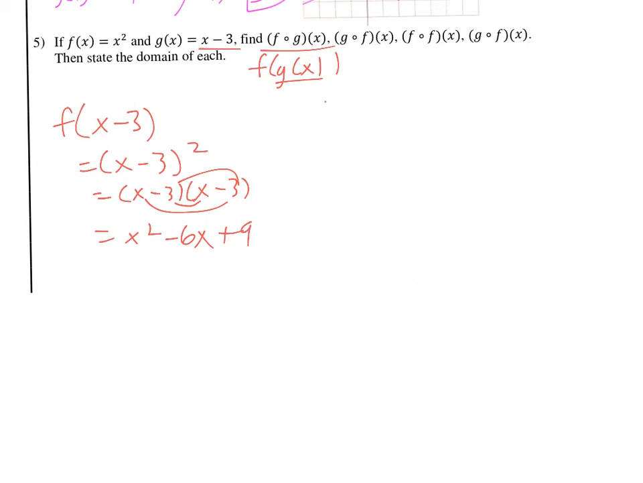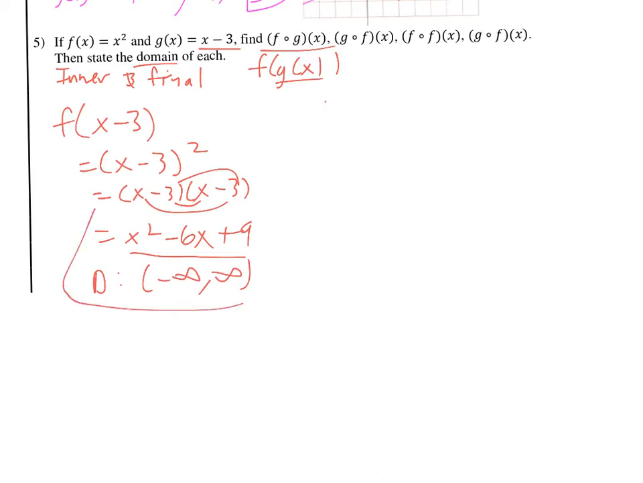Now for the domain on these ones, you have to consider the domain restrictions of the inner function and final answer, but not the outer function, okay? Now in this case, it's going to be pretty easy, because if we take a look, the inner function has no radicals or denominator, the final answer has no radicals or denominator, and so our domain is going to be negative infinity to infinity. On the next page, we're going to see some restrictions on these, so stick with us, okay?